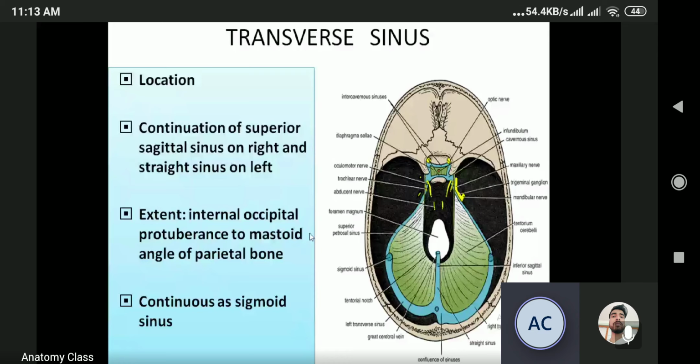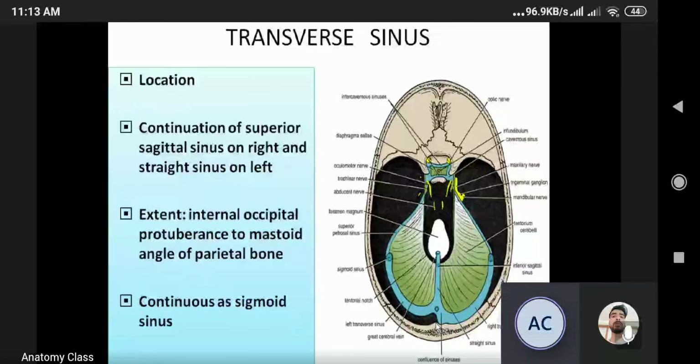Okay, then we'll go for the paired sinuses, and let's begin with the transverse sinus. Here once again, this is the internal occipital protuberance, and just to the right of it is the confluence of sinuses. From the confluence of sinuses, on the right side the right transverse sinus begins, and on the left side the left transverse sinus begins.